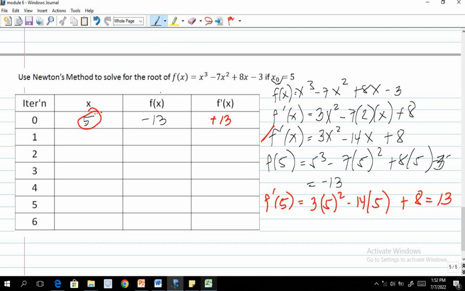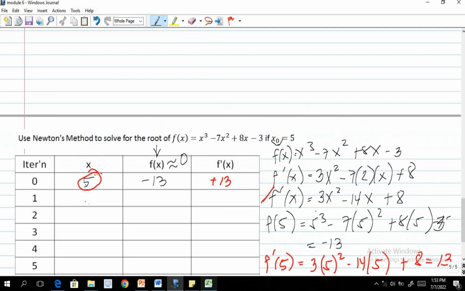Kailan ako titigil sa pag-iterate? Once na yung ating f of x ay almost equal na sa 0, that's the time you have to stop. Negative 13 is not equal to 0, so you have to continue your iterations. Paano makukuha yung value ng x dito sa may iteration 1?